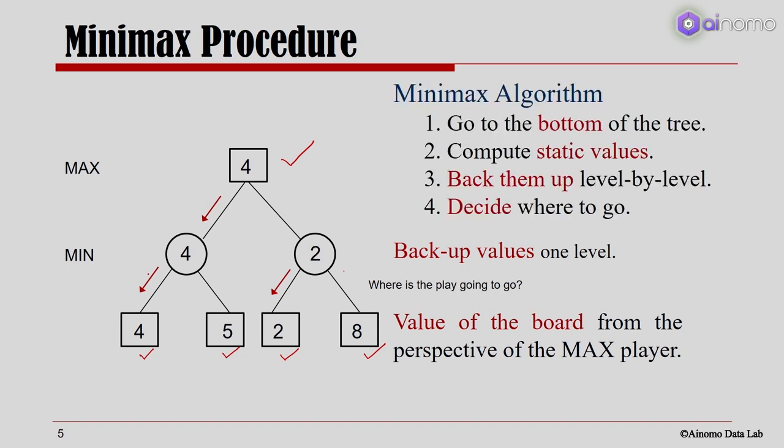Number one, we should just get to the idea of what the min-max algorithm is. What did we do? We went to the bottom of the tree, we computed the static values using some evaluation function, and then backed them up level by level, and at one level we were at the root. At that point we were able to decide where to go. So we extracted the best move.